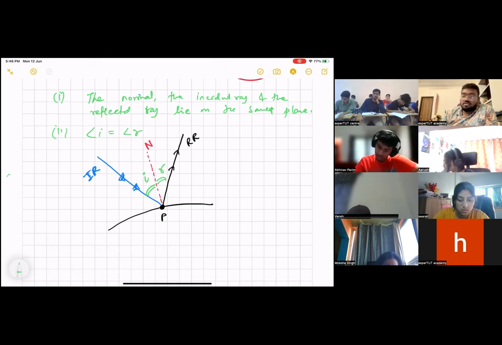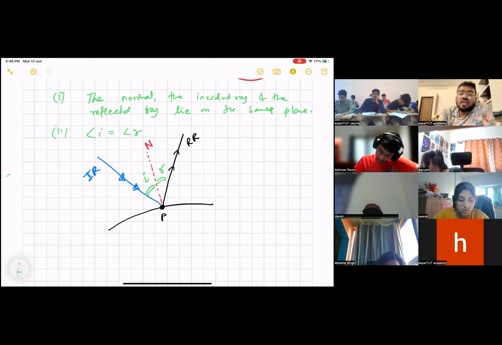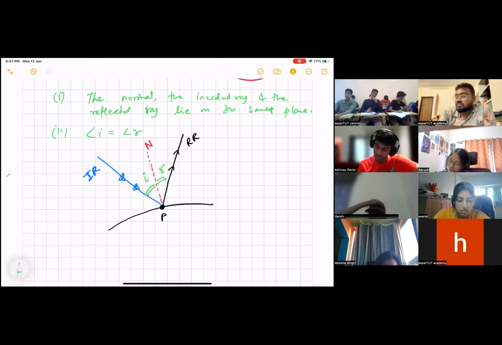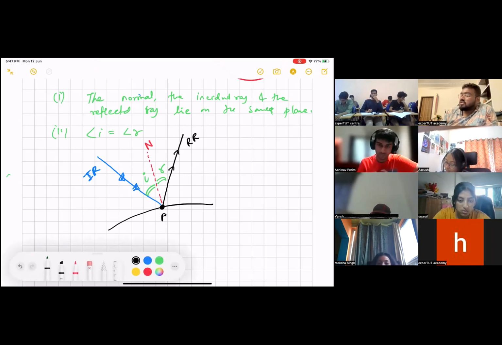And the formula says, there are two things. The first law says the blue line, the red line, and the black line lie on the same plane, okay? Right now they are in the plane of the paper in which I'm writing. The second law says I equal to R. Both these angles are the same. So therefore, you can just do some questions with respect to this.